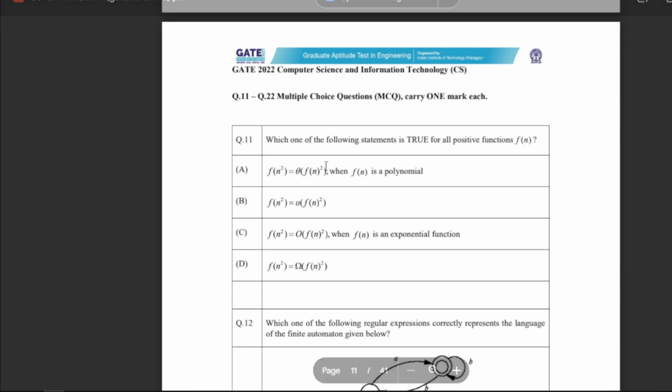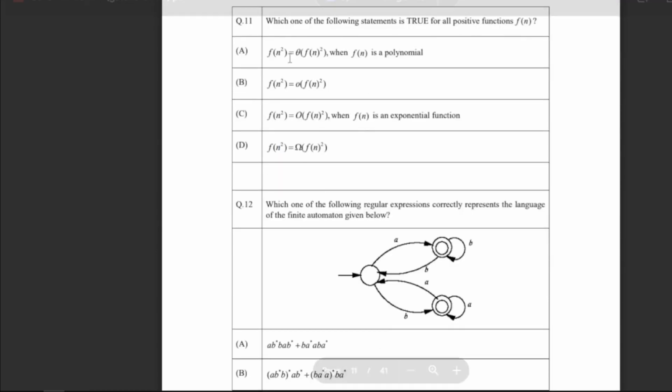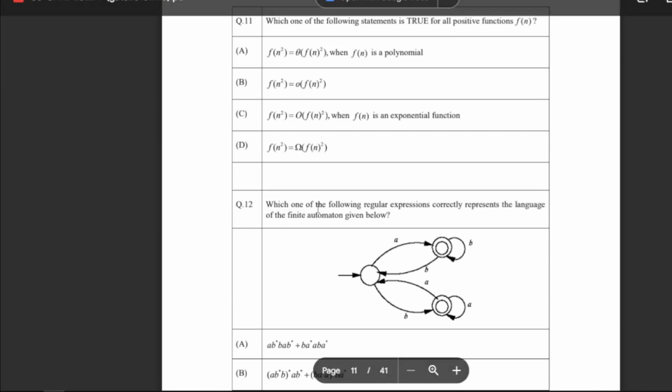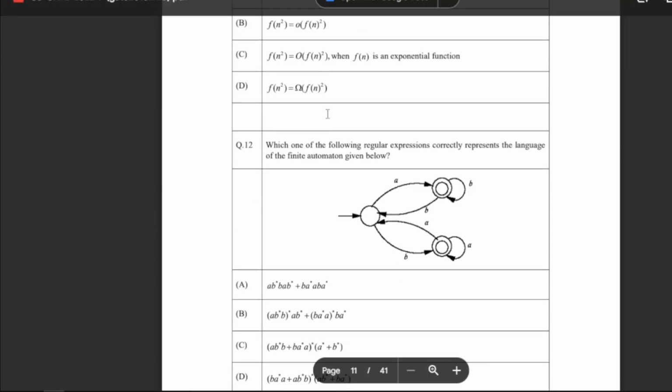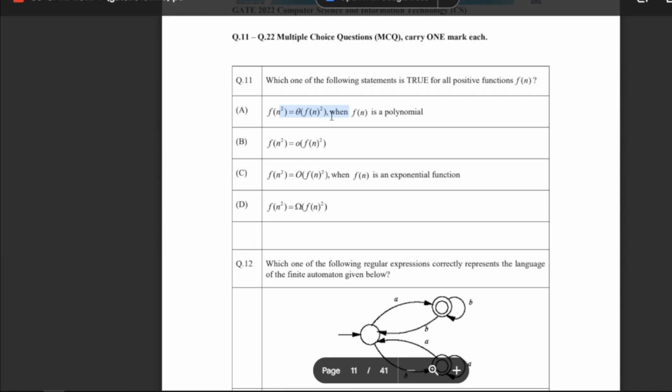So the 11th is, which one of the following statements is true for all positive functions f(n)? So the answer for 11 would be A, that is f(n) squared is theta of n squared when f(n) is a polynomial, right? So remember this, and you can solve that. There is no worry if you want to solve all these one by one and check that they meet the condition.